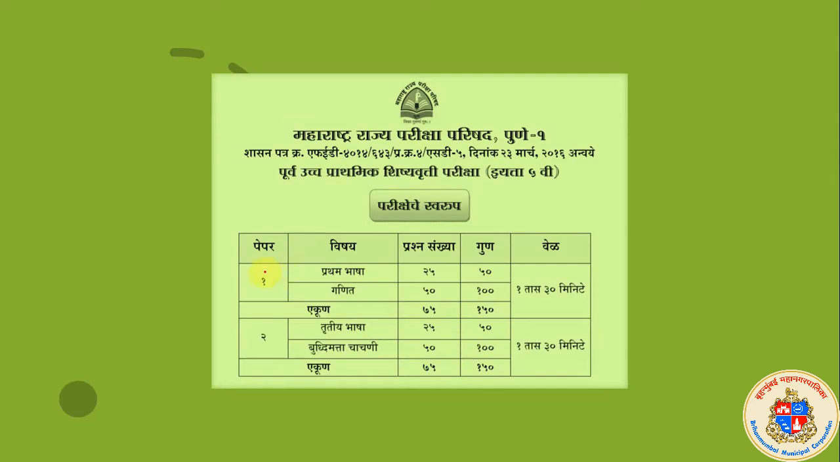Paper 1 consists of mathematics and your first language. In your case, it will be English, and there will be 75 questions, 50 from mathematics and 25 for checking your language. Each question carries 2 marks, for a total of 150 marks. For answering 75 questions, you are given 1 hour 30 minutes, that is 90 minutes. You must understand that it is 75 questions and 90 minutes.